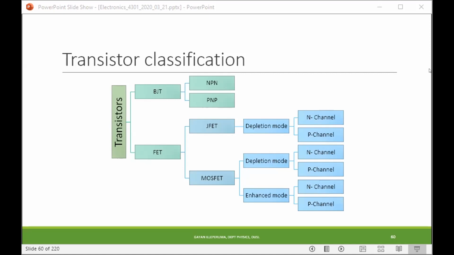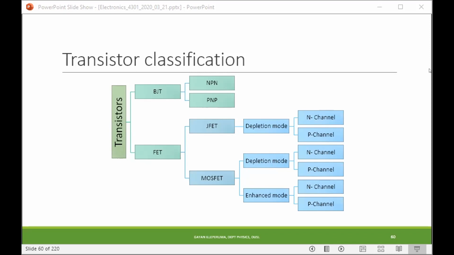After that, you have a different categorization based on the way it works. You can categorize them either as depletion or enhancement mode. Now for the JFET, you have only the depletion mode transistors. But for the MOSFET, you have both depletion and enhancement mode transistors.